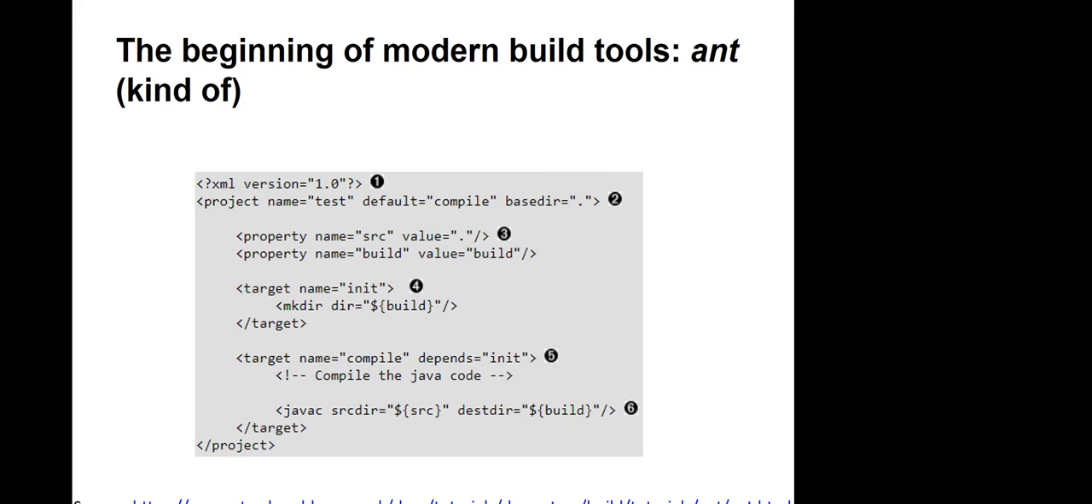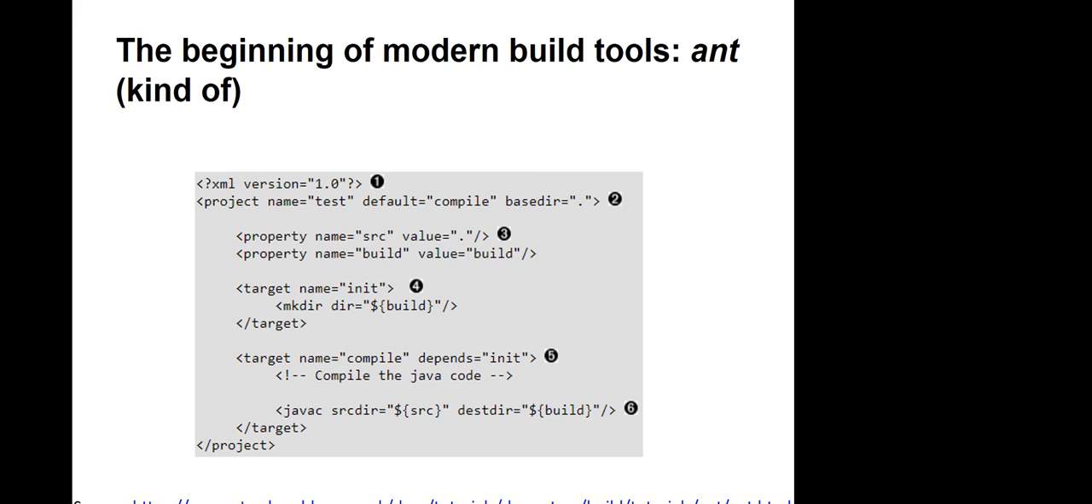The default target is compile. By default, if you just run Ant in that folder, it will run the target compile. And the base directory is a local one, so you can also specify whether it should compile a different directory from the one you're currently in. So it's quite easy. Then you have things like properties that are valid across the entire script or XML document, such as source and build, and various targets that you can specify.